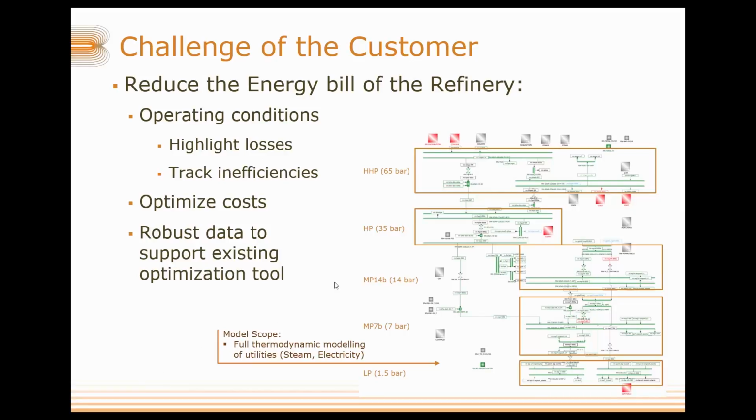The customer had the following challenge. In order to reduce the overall energy cost of the refinery, he wanted to define the actual operating conditions, to highlight what the losses are, and to identify the inefficiencies all over the utility system, in order eventually to optimize the energy costs. In order to do that, he already had in place an optimization tool which was optimizing the utility system, so the steam and power network. But they understood very quickly that the quality of the optimization results largely depends on the quality of the input data. So therefore, Vali has been chosen as the preferred tool to reconcile the utility network, in particular the steam and the electricity networks, to provide the optimization tool with reliable and robust data on a continuous basis.